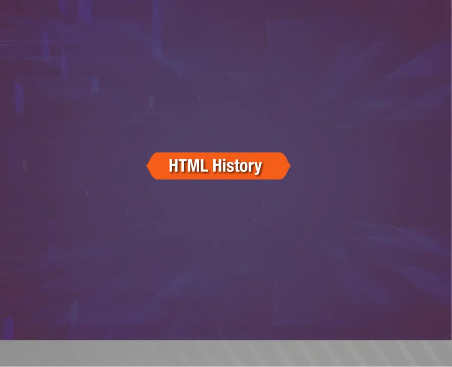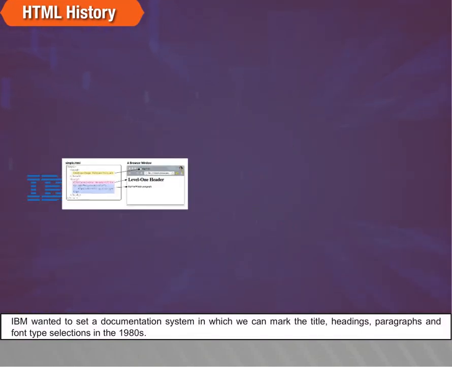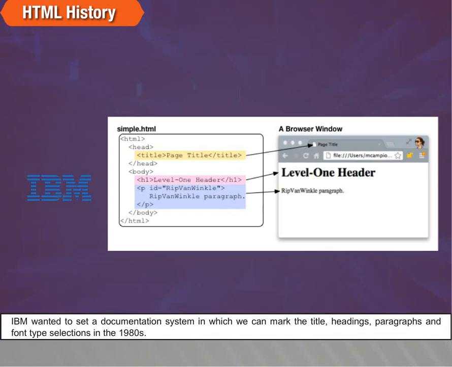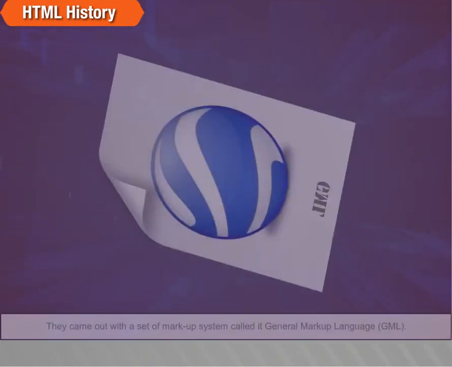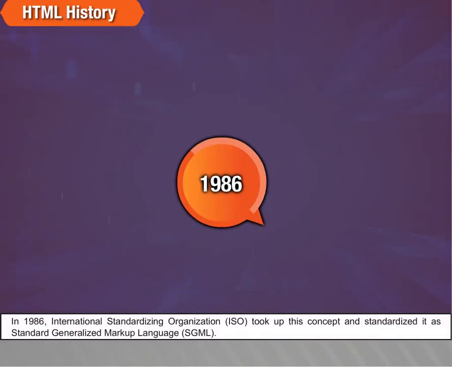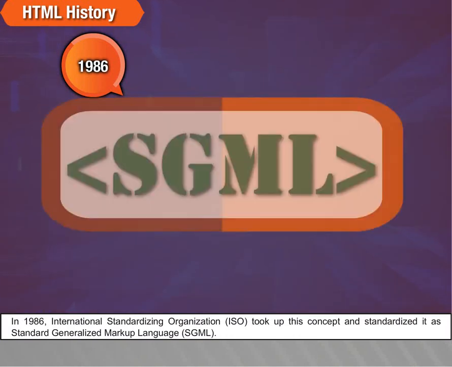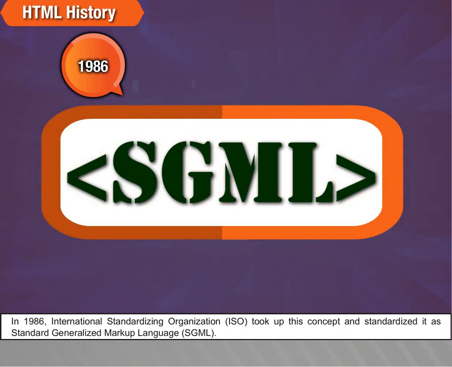HTML history. IBM wanted to set a documentation system in which we can mark the title, headings, paragraphs, and font type selections in the 1980s. They came out with a set of markup system called General Markup Language, that is GML. In 1986, International Standardization Organization ISO took up this concept and standardized it as Standardized Generalized Markup Language, SGML.